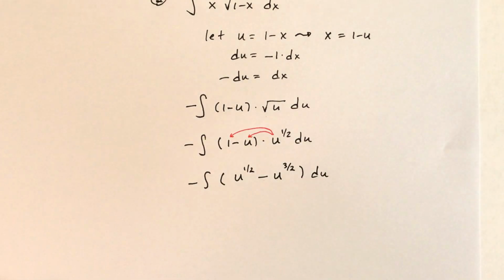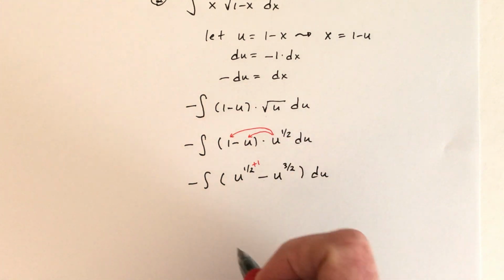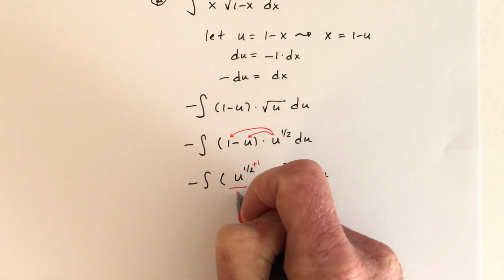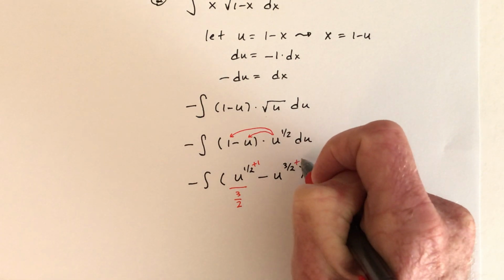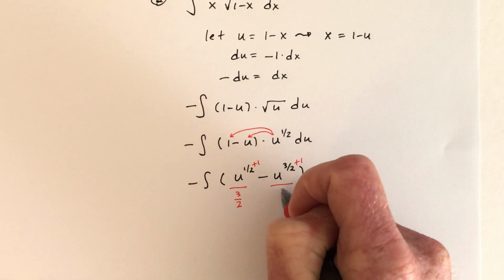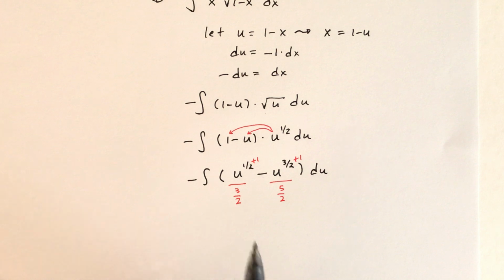All right, now we've done the hard part. Now for the easy part. Add 1 to the exponent, that's 3/2, and divide by 3/2. Go to the next one, add 1 to the exponent, that's 5/2, and divide by 5/2. And then we're almost done.